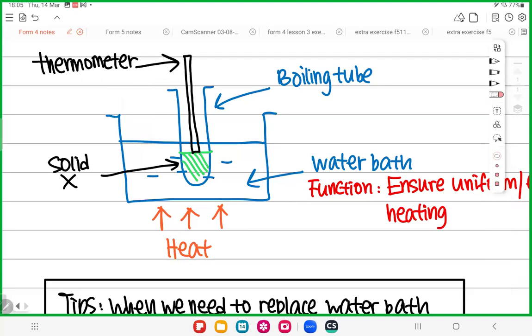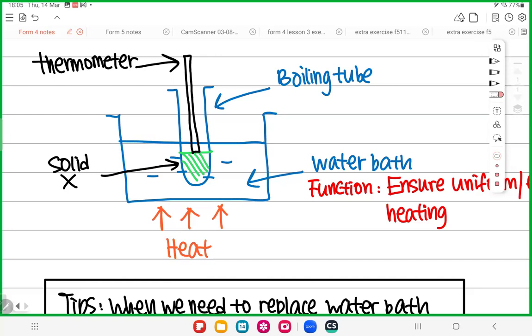Can, because when the temperature is more than 100, the water will boil and the water will become gases. And when the water becomes gases, it means that the water bath will dry. So that's why cannot lah. Okay, we cannot do that.